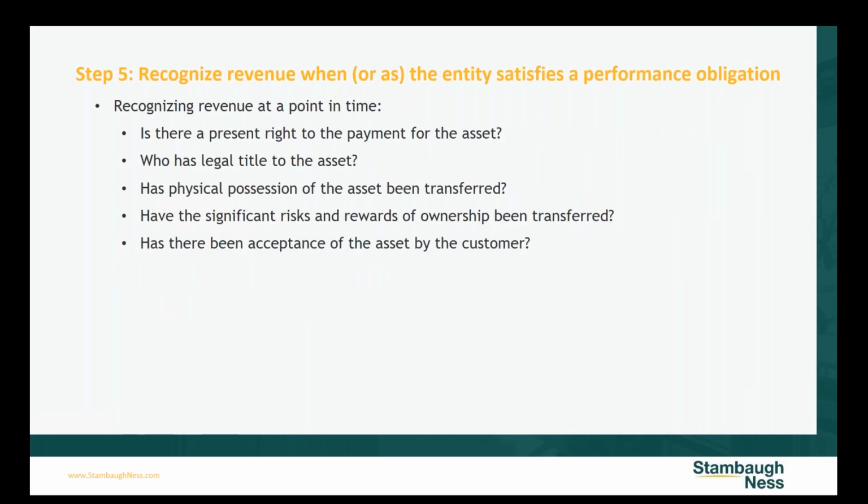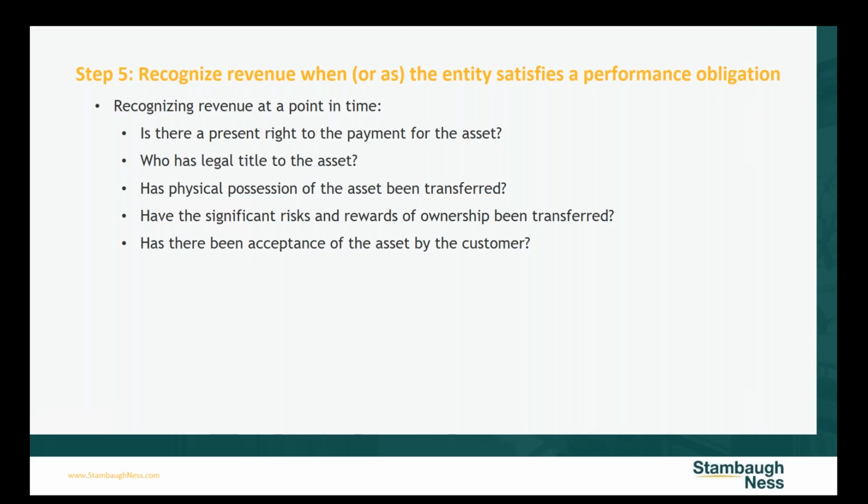So then as far as revenue at a point in time, this is an easier one to identify because, again, those publications, I'm putting them in the mail, I'm sending them to the member. But some questions you can ask: is there a present right to payment for the asset? Who has the legal title of the asset? Has the physical possession been transferred? Have any risks or rewards related to the ownership of that good been transferred? Has there been an acceptance of the asset by the customer? Those are questions to ask yourself as far as when that point in time occurs.